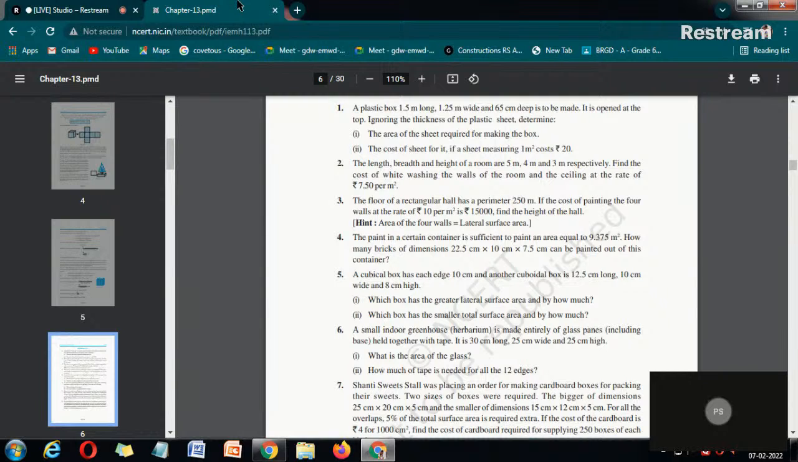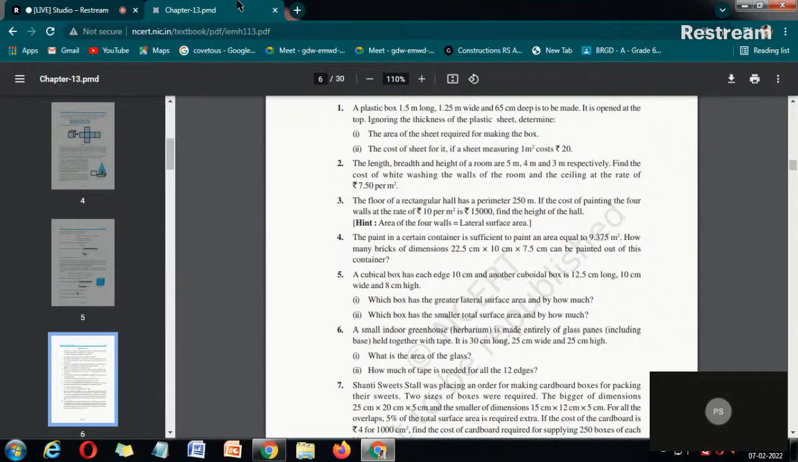TSA, 2 into LB plus BH plus HL. So 2 into L here is 25 into 20 plus 20 into 5 plus 5 into 25. Then the answer you will get is 1450 centimeter square. Clear? So 5% extra should be added, right? So 5% extra, then you have to do 5 by 100 into 1450.